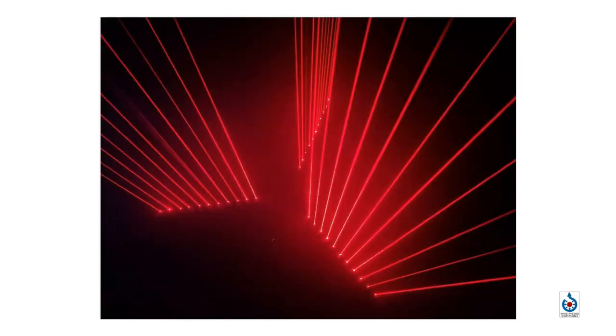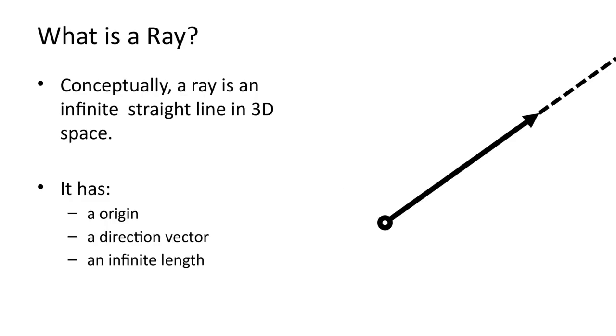In this video, we will look at rays in Mobius. A ray is a line that starts at a specific location and continues forever in a specified direction. A ray has an origin and a direction. The length of the ray is infinite.